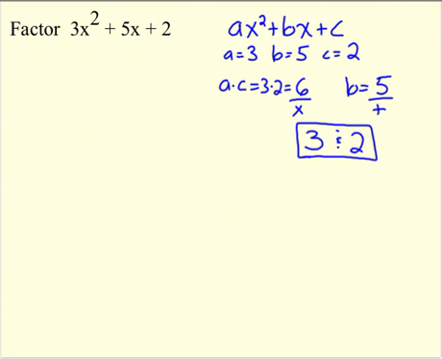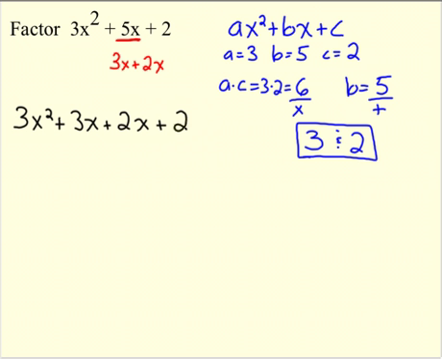So step number 3 says rewrite the expression changing b into the sum of the 2 numbers found in step 2. So what we're saying is we're going to take this middle term, this 5x, and instead of writing it as 5x, we're going to write it as 3x plus 2x. And that's going to break this down into 4 terms. And so when I rewrite the quadratic equation, I get 3x squared plus 3x plus 2x plus 2.